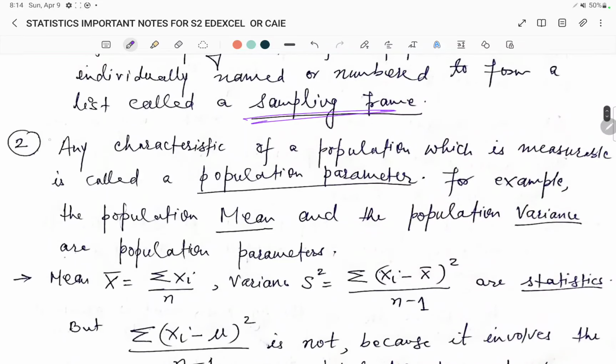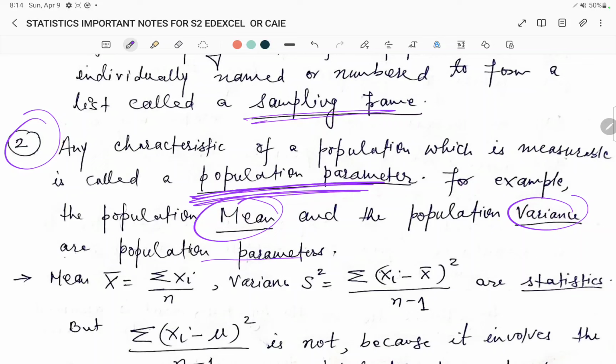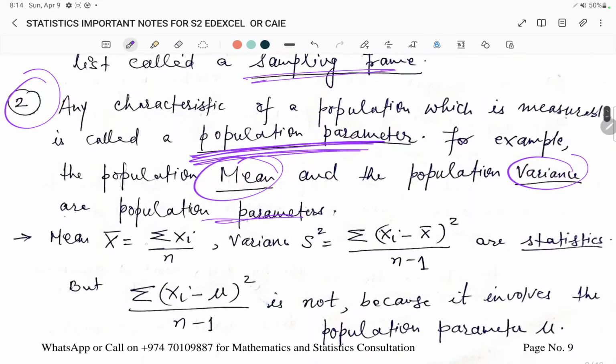This is important. Any characteristic of the population which is measurable is called a population parameter. This is very important. Any characteristic of a population which is measurable is called a population parameter. For example, the population mean and the population variance are population parameters. So the mean, we know, is the sum of all elements divided by n, and the variance, x minus mean whole square divided by n minus 1, are statistics.